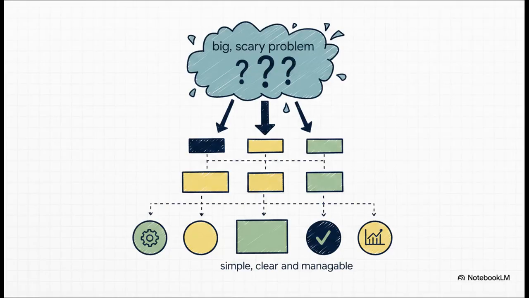So what is it exactly? Well, think of it as a top-down approach. You start with the entire system, that one big, intimidating problem, and you just systematically break it down into smaller and smaller pieces or modules based on what they do. You keep going until each piece is simple, clear, and totally manageable.